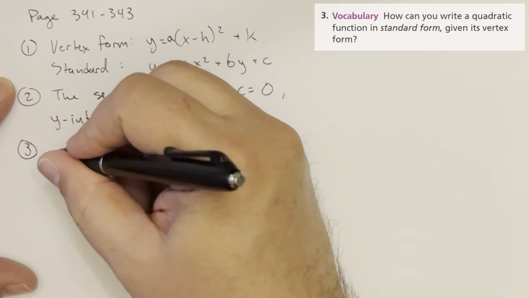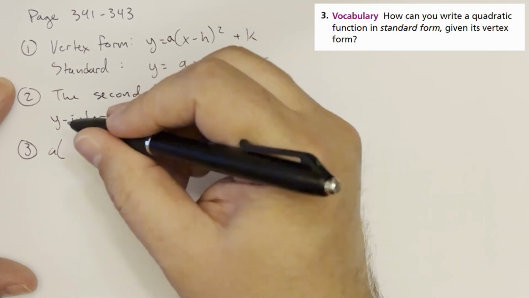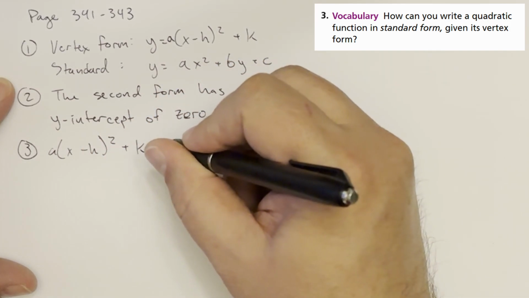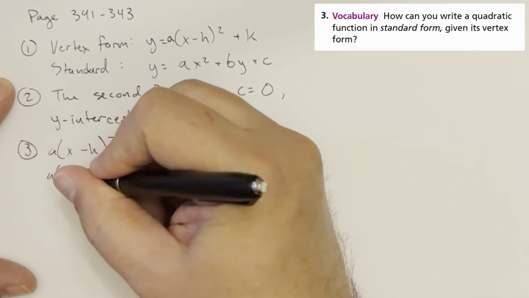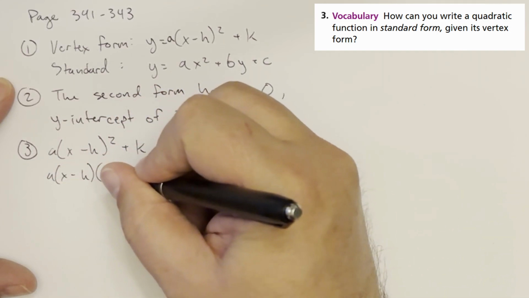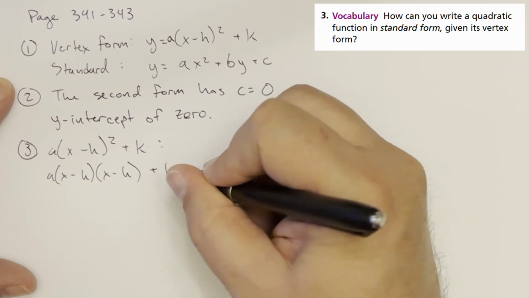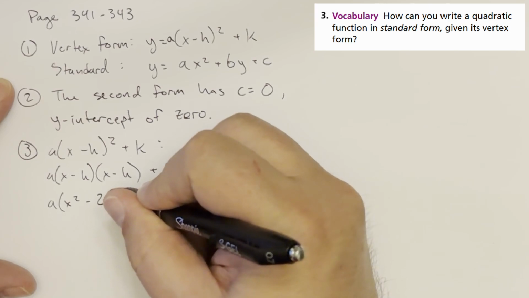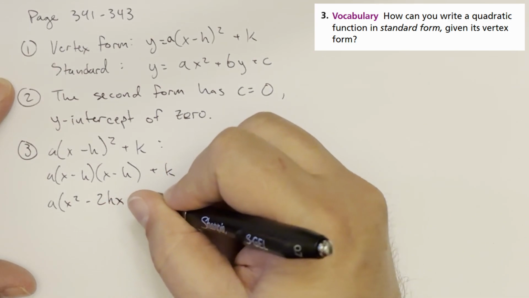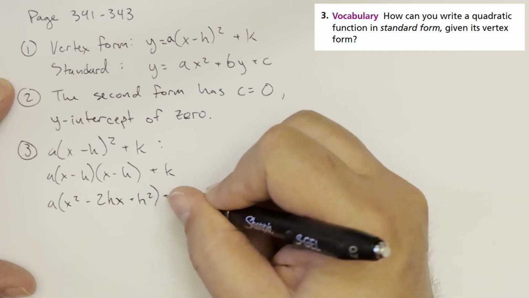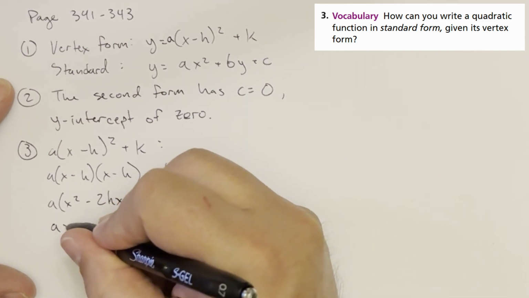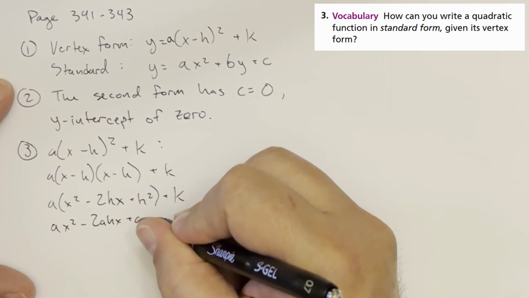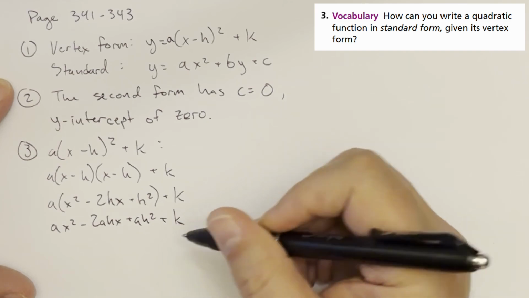Vocabulary: how can you write a quadratic function in standard form given its vertex form? And the simple answer is you just multiply it out. So if you have the vertex form of a times x minus h squared plus k, you just multiply x minus h times x minus h, which I will do here. This is the long version, but you get a times x squared minus 2hx plus h squared plus k. Then we multiply the a through: ax squared minus 2ahx plus ah squared plus k.